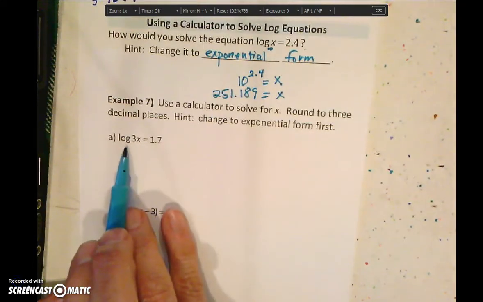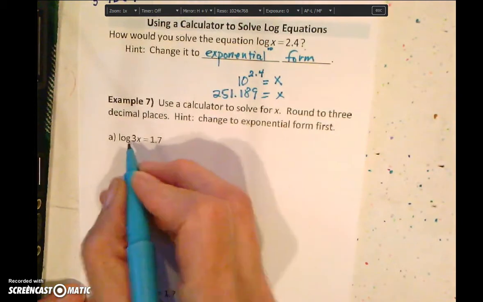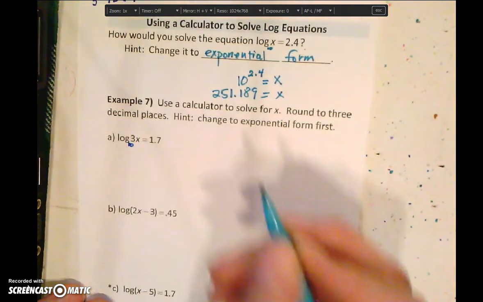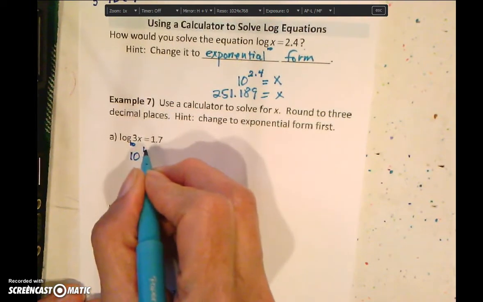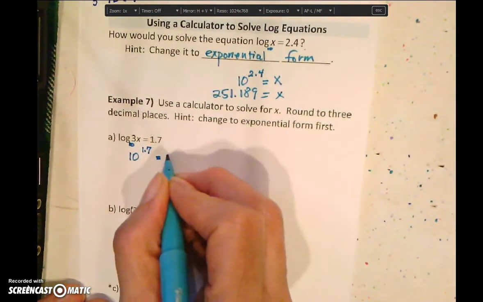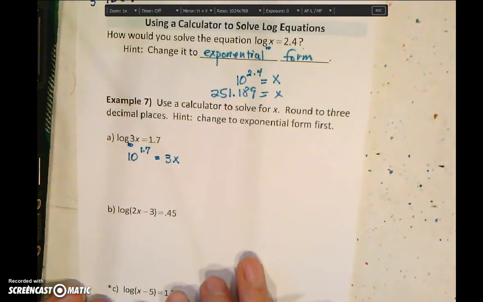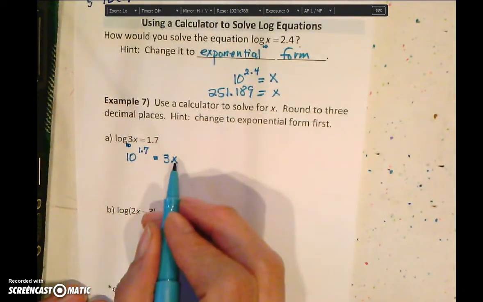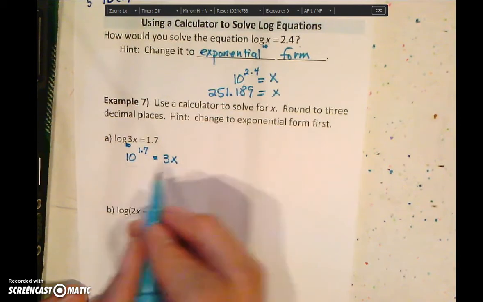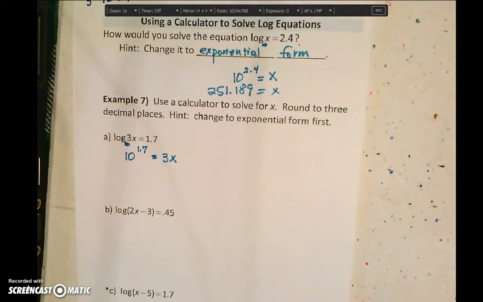So for example 7, we have the log of 3x is equal to 1.7. So we are going to put our base of 10 there. We're going to rewrite it as 10 raised to the 1.7 power is equal to 3x. We'll put 10 raised to the 1.7 in our calculator, and then when we get our decimal answer here, we'll finish up by dividing both sides by 3 and getting our final answer for x. So let's take a look at our calculators for that.